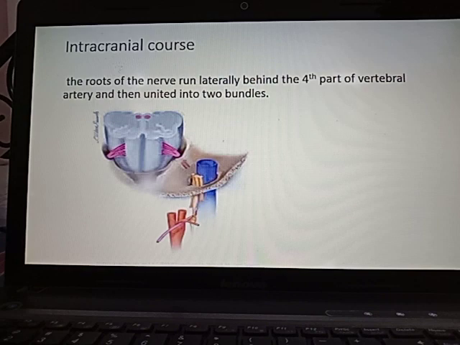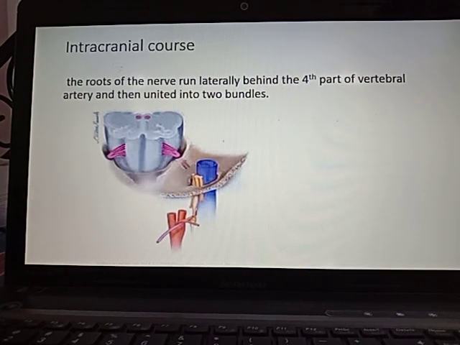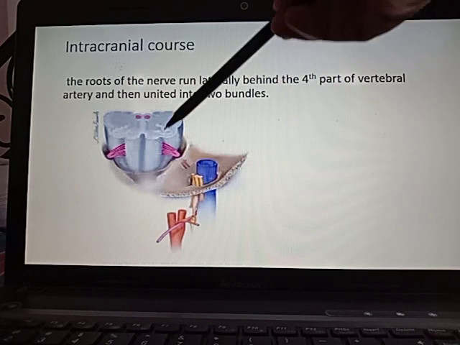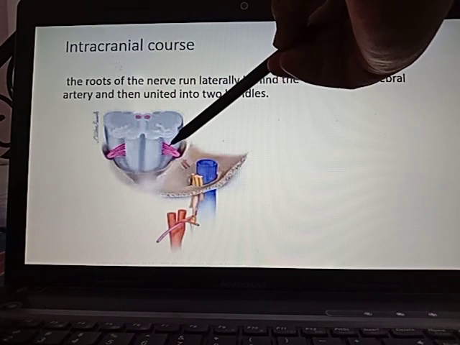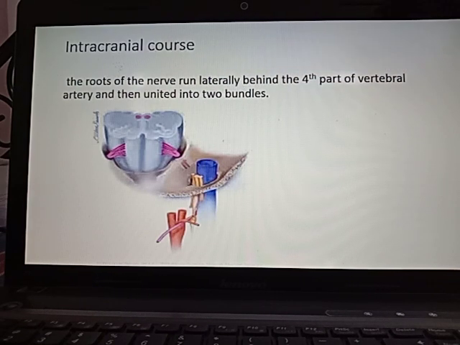Then come to the intracranial course. The roots of the nerve run laterally behind the fourth part of the vertebral artery and are united into two bundles which perforate the dura mater separately. So these are the two bundles, the upper one and the lower one. These two bundles perforate the dura mater separately and then unite.